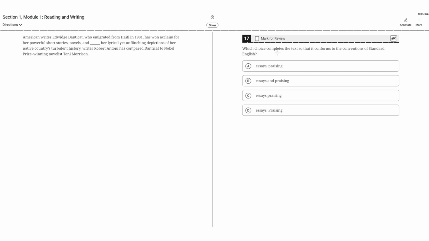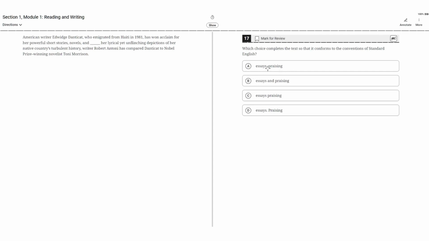Which choice completes the text so that it conforms to the conventions of standard English? American writer Edwidge Danticat, who emigrated from Haiti in 1981, has won acclaim for her powerful short stories, novels, and blank. Her lyrical yet unflinching depictions of her native country's turbulent history. Writer Robert Antonio has compared Danticat to Nobel Prize-winning novelist Toni Morrison.